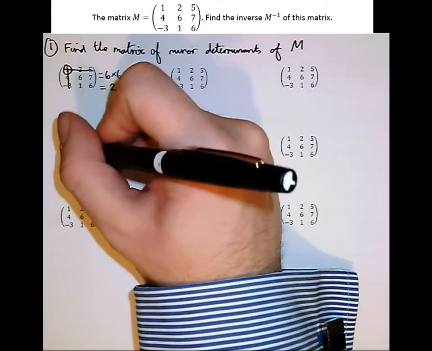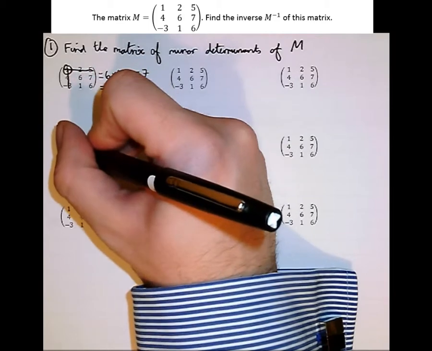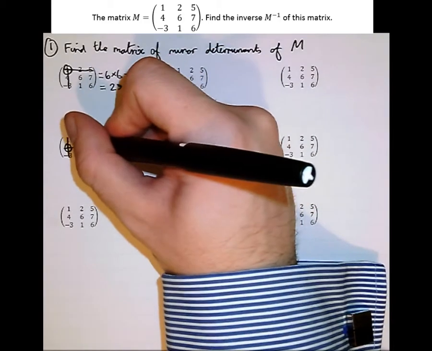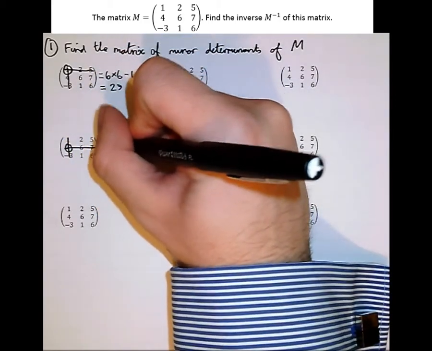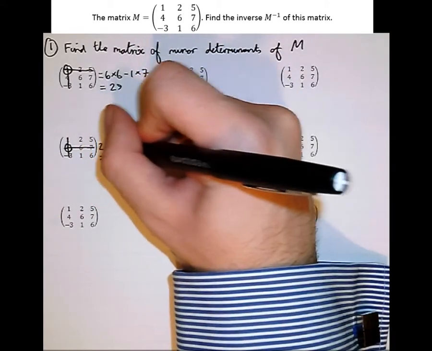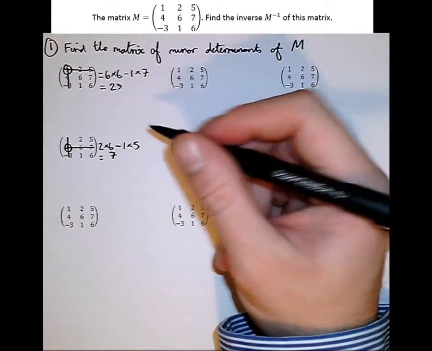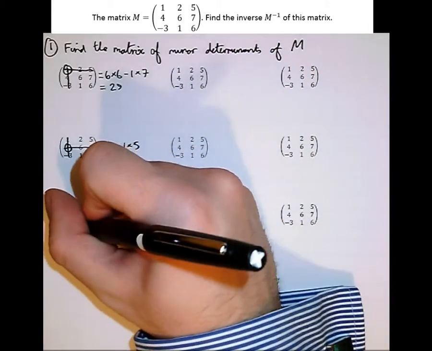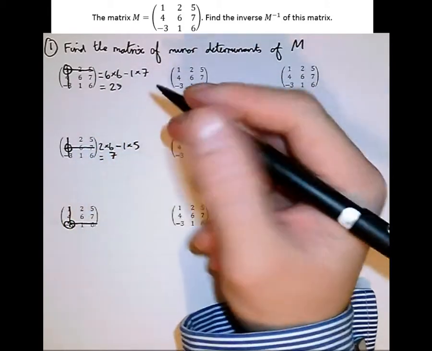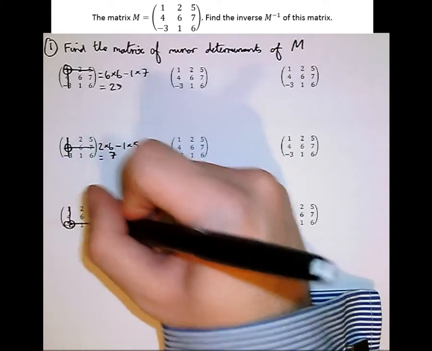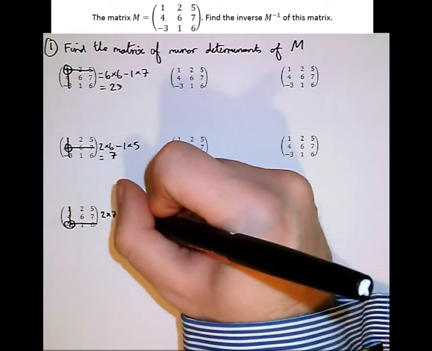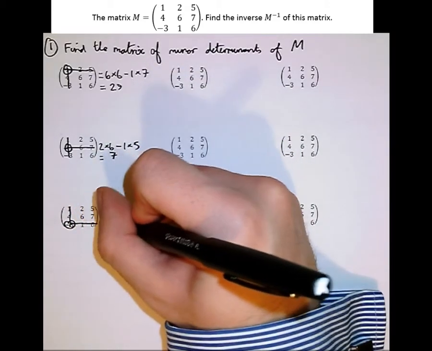The next minor determinant we're going to work out, we're going to go down one element. So that element 4 there, cross out its row and column. 2 times 6, take 1 times 5. So 12 take 5, which is 7. Systematically working down this column again, the minor determinant of minus 3, cross out its row and column, and we end up with 2 times 7, take 6 times 5, so 14 take 30, which is minus 16.